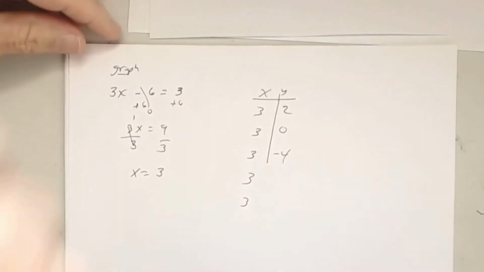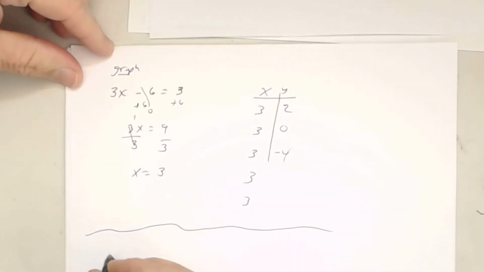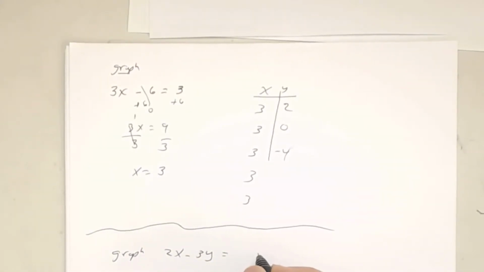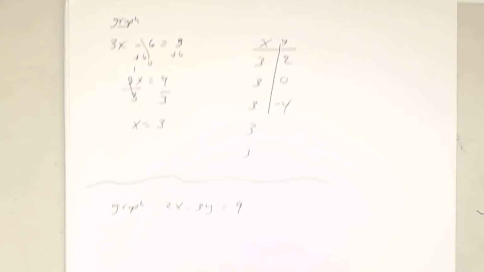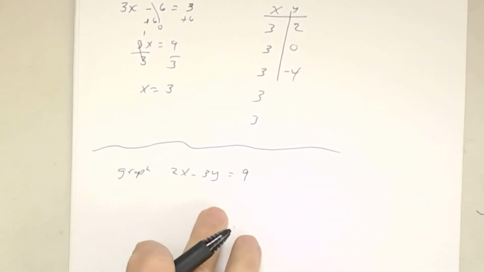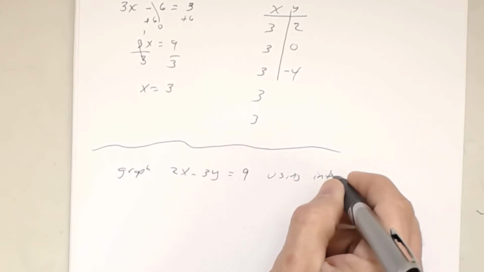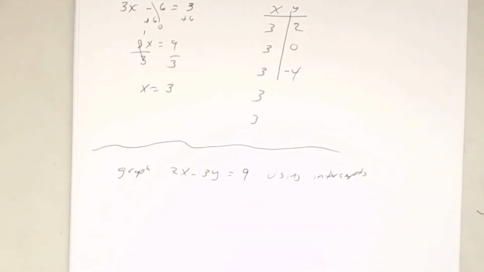Then we talked about this. Let's say 9. So let's graph 2x minus 3y equals 9 using intercepts. All right, so that's on your test. And I think that worksheet is due Thursday. The worksheet on intercepts is due Thursday.